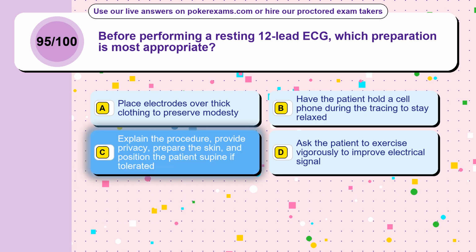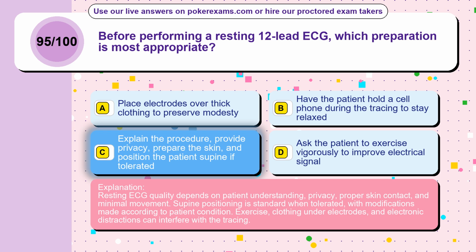The correct answer is option C, explain the procedure, provide privacy, prepare the skin, and position the patient supine if tolerated. Resting ECG quality depends on patient understanding, privacy, proper skin contact, and minimal movement. Supine positioning is standard when tolerated, with modifications made according to patient condition. Exercise, clothing under electrodes, and electronic distractions can interfere with the tracing.